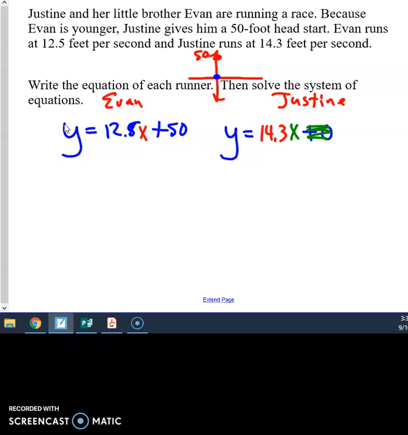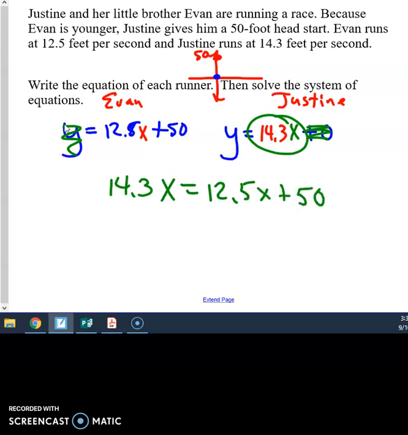So we're going to replace the y with the 14.3x. So our equation, we replace the y with that. We end up with, this is our equation. So we go from 2 different variables to 2 variables that are the same.